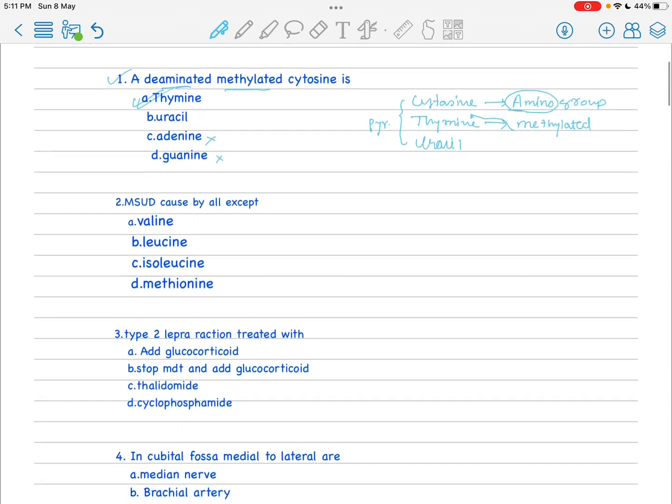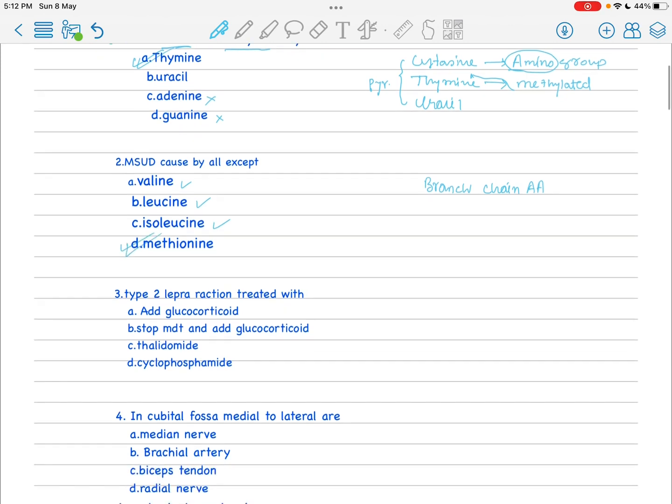Next is maple syrup urine disease caused by all except, and you know very well that it is due to branched chain amino acids, valine, leucine, isoleucine. So the answer is methionine, as it is the exception.